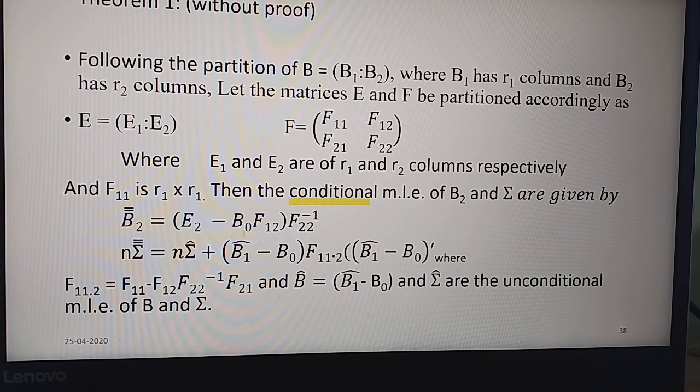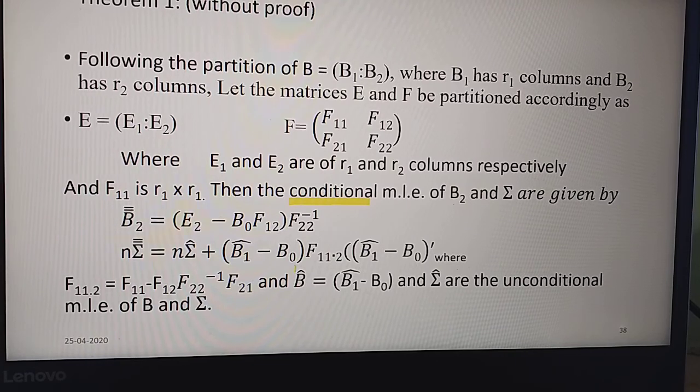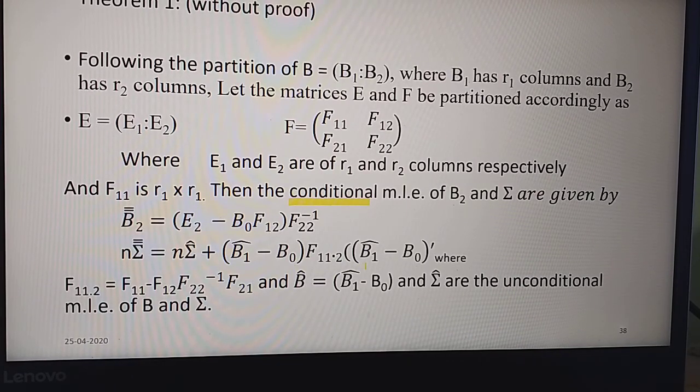B2 double cap is equal to E2 minus B naught F12 F22 inverse, and N sigma double cap is equal to N sigma cap plus (B1 cap minus B naught) F11.2 (B1 cap minus B naught) prime. What is F11.2? It is a new notation. It is F11 minus F12 F22 inverse F21. B cap is equal to B1 cap minus B naught, and B cap and sigma cap are the unconditional MLEs of B and sigma.